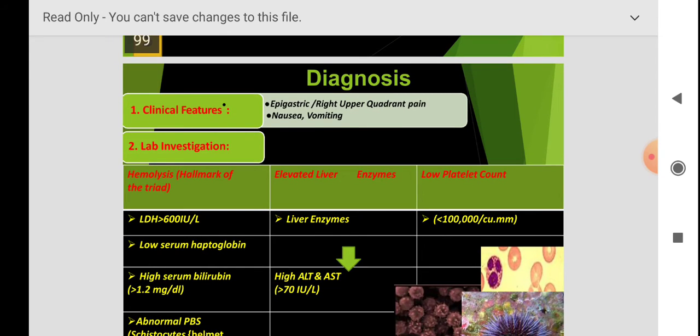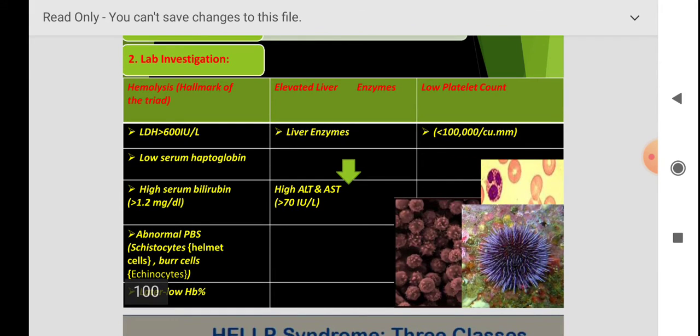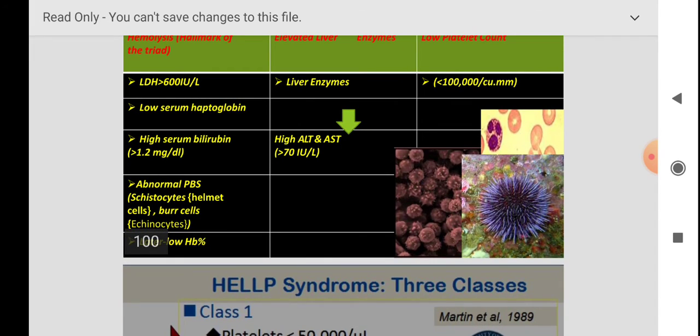How do you diagnose? The clinical features could be epigastric or right upper quadrant pain, nausea, vomiting. Lab investigation shows hemolysis, elevated liver enzymes, and low platelets. Hemolysis is the main hallmark of the triad. How is hemolysis indicated? By LDH level more than 600, low serum haptoglobin, high serum bilirubin, abnormal peripheral blood picture showing schistocytes and Burr cells, and hemoglobin percent will be low, which is the last one to develop.